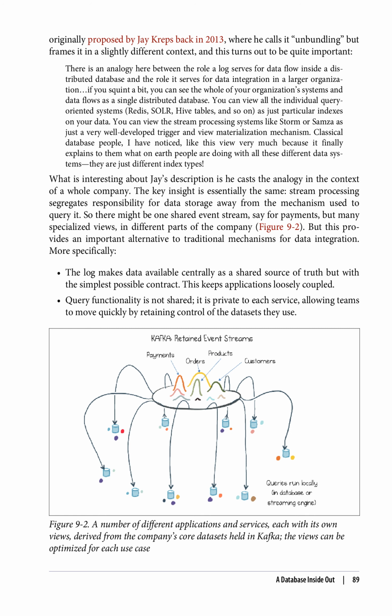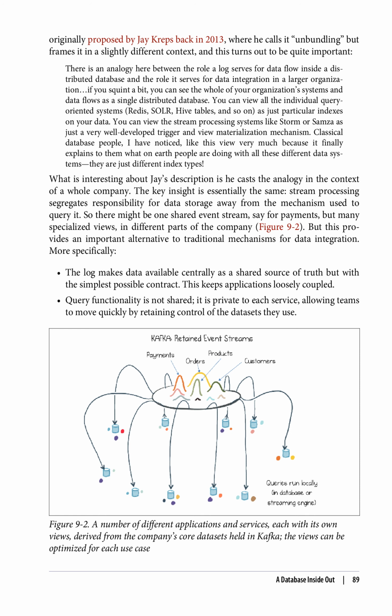There is an analogy here between the role a log serves for data flow inside a distributed database and the role it serves for data integration in a larger organization. If you squint a bit, you can see the whole of your organization's systems and data flows as a single distributed database. You can view all the individual query-oriented systems, Redis, Solr, Hive tables, and so on, as just particular indexes on your data. You can view the stream processing systems like Storm or Samza as just a very well-developed trigger and view materialization mechanism. Classical database people, I have noticed, like this view very much because it finally explains to them what on earth people are doing with all these different data systems. They are just different index types.